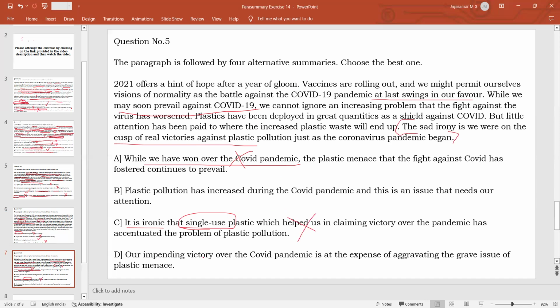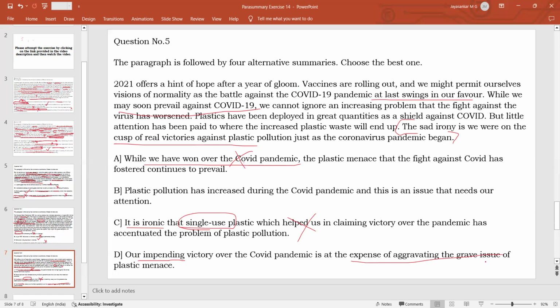Option D: our impending victory over the COVID pandemic is at the expense of aggravating the grave issue of plastic menace. What is impending victory? The victory that is going to happen soon, that is impending. Something that is likely to happen in the near future is called impending. So our victory is not yet there, but our impending victory over the COVID pandemic is at the expense of aggravating the issue. It means we have attained this victory at the expense of aggravating, meaning making more serious, the grave issue of plastic menace. Aggravating means increasing the seriousness.